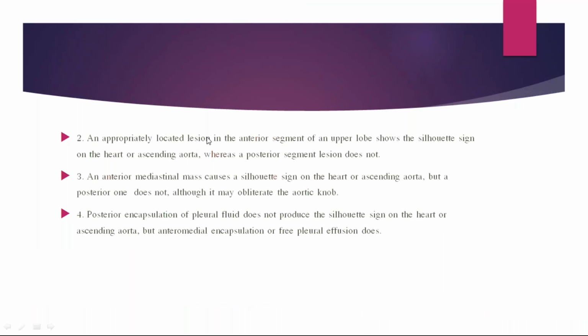An appropriately located lesion in the anterior segment of the upper lobe shows the Silhouette sign on the heart or ascending aorta, whereas a posterior segment lesion does not. An anterior mediastinal mass causes a Silhouette sign on the heart or ascending aorta, but a posterior one does not, although it may obliterate the aortic knob. Posterior encapsulation of pleural fluid does not produce the Silhouette sign on the heart or ascending aorta, but anteromedial encapsulation of the free pleural effusion does.